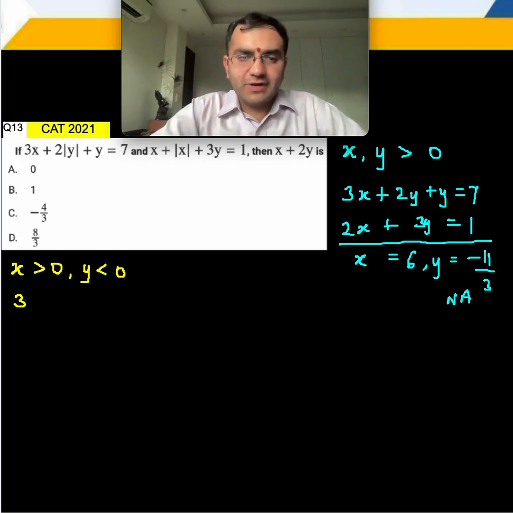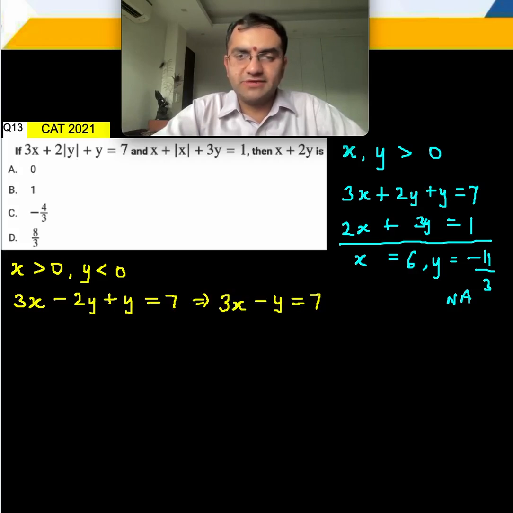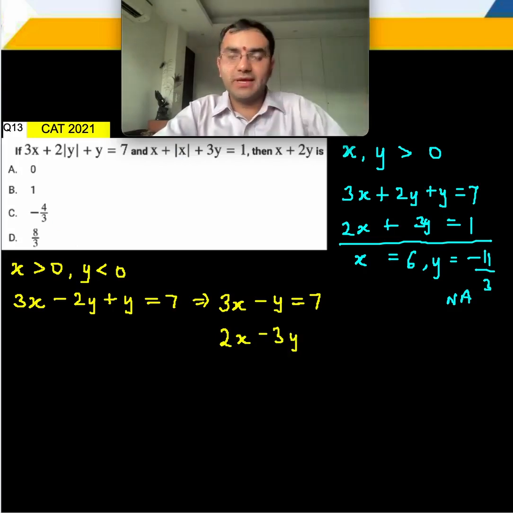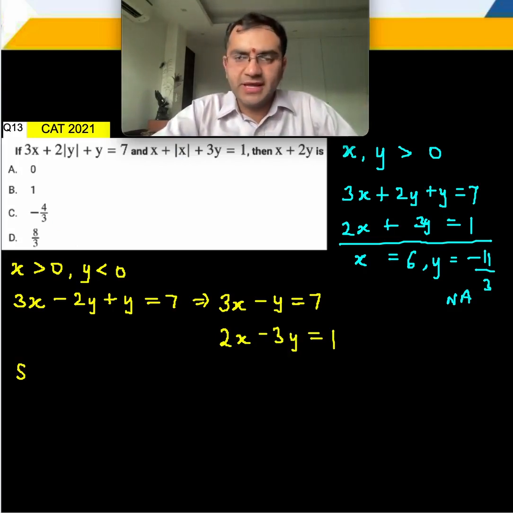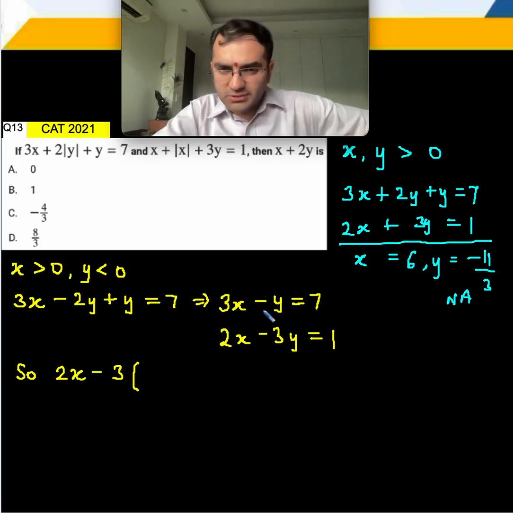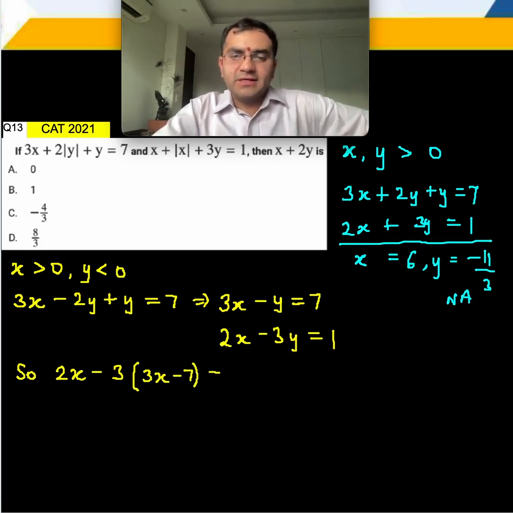If x is positive, y is negative, तो 3x यहाँ पे mod y will become minus y, right? So minus 2y plus y is equal to 7, which becomes 3x minus y is equal to 7. And over here mod x will become x because x is already positive. Mod has nothing to do over here. 2x plus 3y, I'm sorry, that minus की जगह plus है, I'll just change it, is equal to 1. So now I'm just going to write 2x plus 3 into y, and y I'm going to put from here, what is y? 3x minus 7 is equal to 1. And now let's solve this.